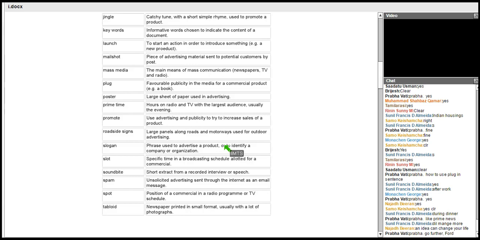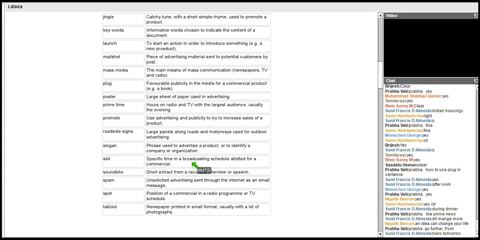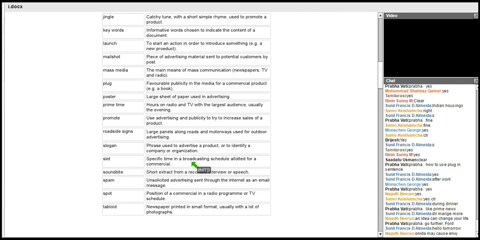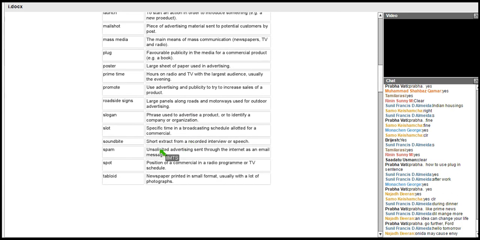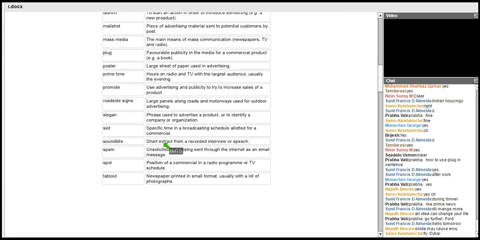Go further forward. Right, very good. Slot: specific time in a broadcasting schedule allotted for a commercial. Yes, correct. Yeah, very good. Sound bite: short extract. Yes, right. Short extract from a recorded interview or speech.